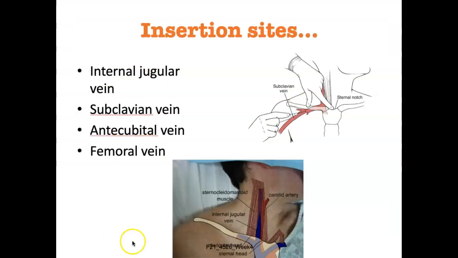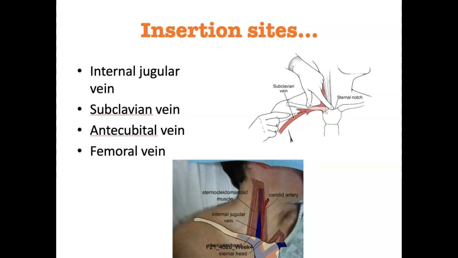So where is it inserted? It's a catheter with a balloon tip, and it's inserted into a vein. So it's not an artery, it's inserted into a vein, typically into the internal jugular vein or the subclavian vein. It's advanced through the superior vena cava into the right atrium and ventricle, then into the pulmonary artery. And I'm going to show you another picture.